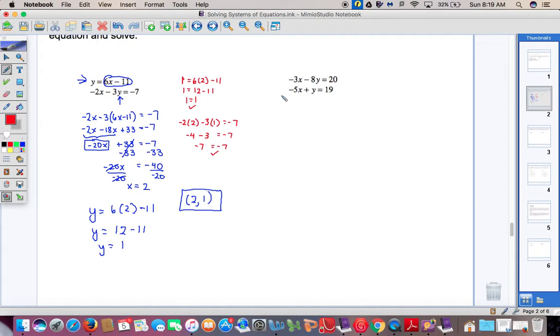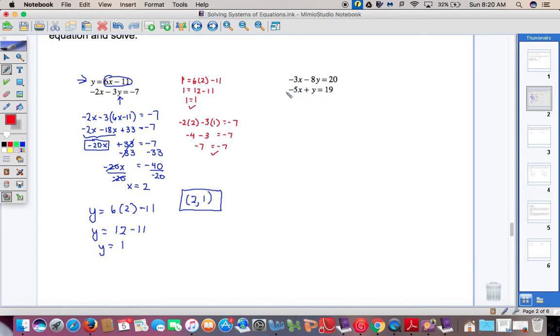Now the second set of equations, I've got negative 3x minus 8y equals 20 and negative 5x plus y equals 19. And both of these are in standard form. Because both of these are in standard form, it's not really the perfect situation for me to use substitution, but I can make it a good situation to use substitution. All I need to do is rewrite one equation in terms of a specific variable. And if I look at my second equation here, I can see that it would be really easy to write this equation in terms of y, meaning I can solve this equation for y.